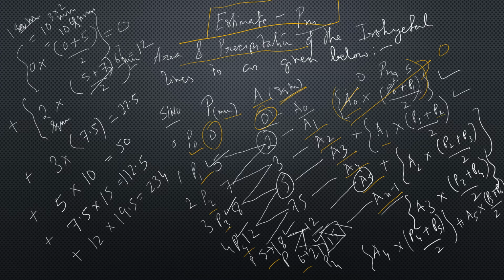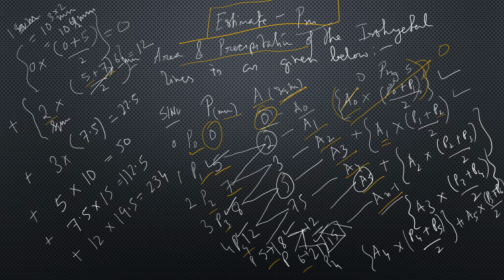As you see, if this is P2, this will be A1 because P1 and P2 is engulfing A1. Similarly, if this is P3, this will be A2 because P2 and P3 is bordering A2. So the value of A1 is given, A1 is 2, and P1 is 5, P2 is 7, so 5 plus 7 is 12, divided by 2 will be 6. Now this is 6 millimeter, this is square meter, right? So you will keep it as 2 into 6.